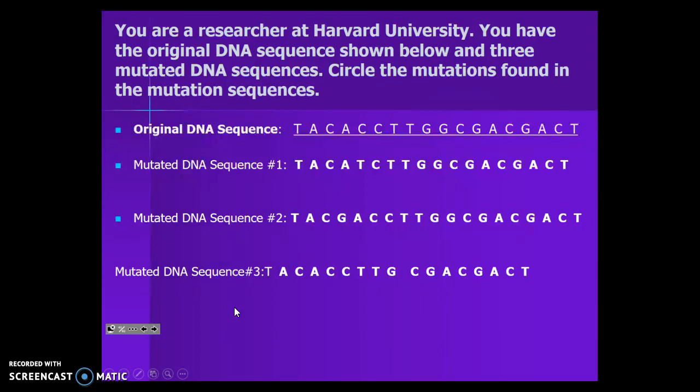So if you're a researcher at Harvard University and you had an original DNA sequence as shown below right here, and you had 3 mutated DNA sequences that are shown 1, 2, and 3 below. I want you to look at this first DNA mutated sequence and compare it to the original sequence. See if you can circle the individual nucleotide that has been mutated. Take a moment now, compare the strands, and circle the mutation.